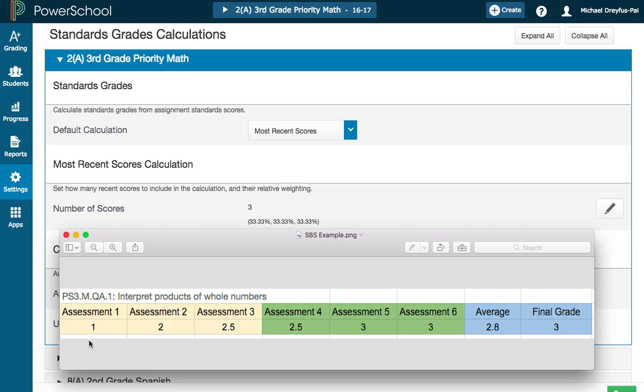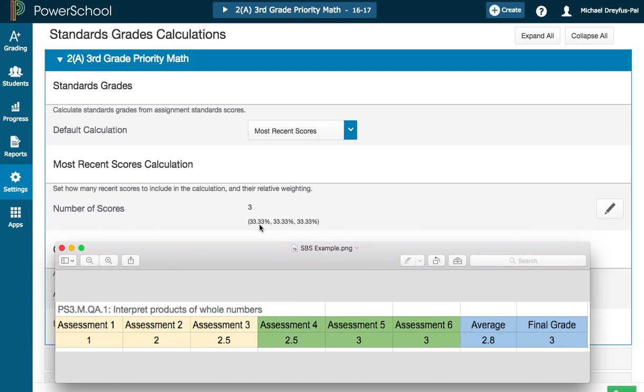So you can see here that the student was pretty weak at this skill at the beginning, scoring a 1 and a 2. Then they start to improve, they improve some more, and by the end of the trimester they're scoring a 3. So what we're seeing here is that the last 3 scores are a 2.5, a 3, and a 3. You can average this out to a 2.8. So when we look at our last 3 scores, we're going to get a 2.8.